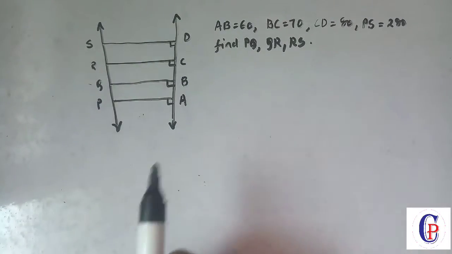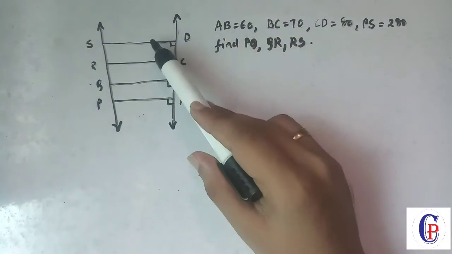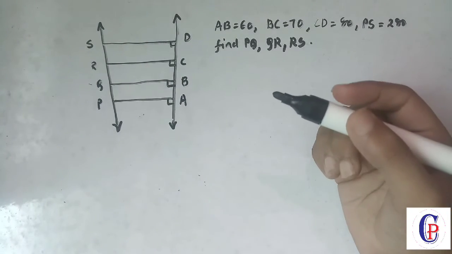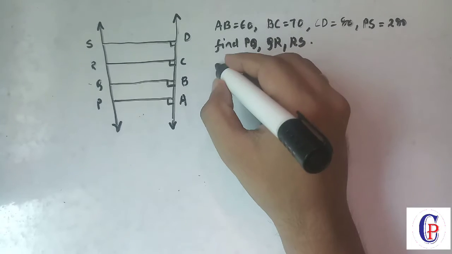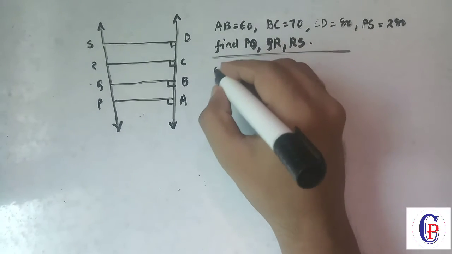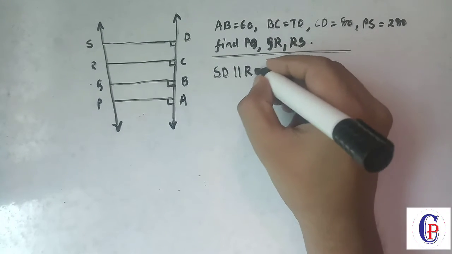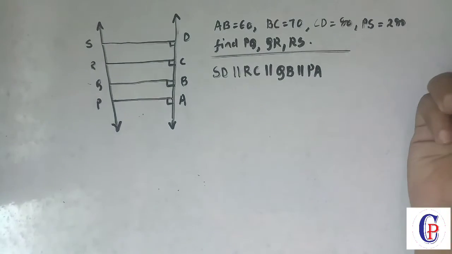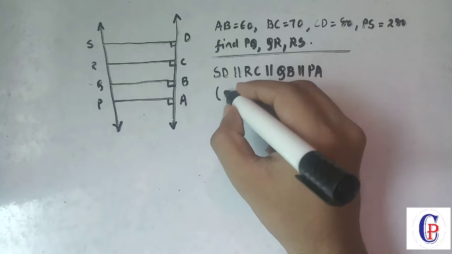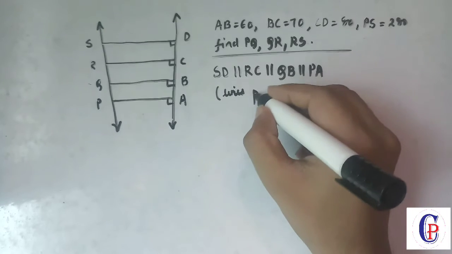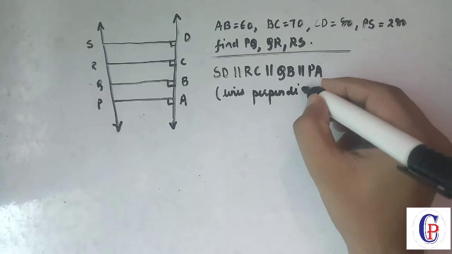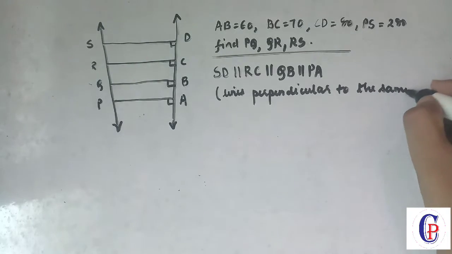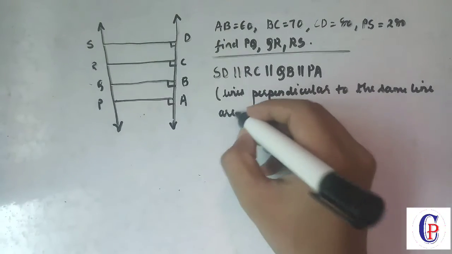We will use the same thing here, because it is not given in the question that SD is parallel to RC. So we should know that theorem or property, by which we can say that SD is parallel to RC, parallel to QB, parallel to PA. What reason will you write? That lines perpendicular to the same line are always parallel.